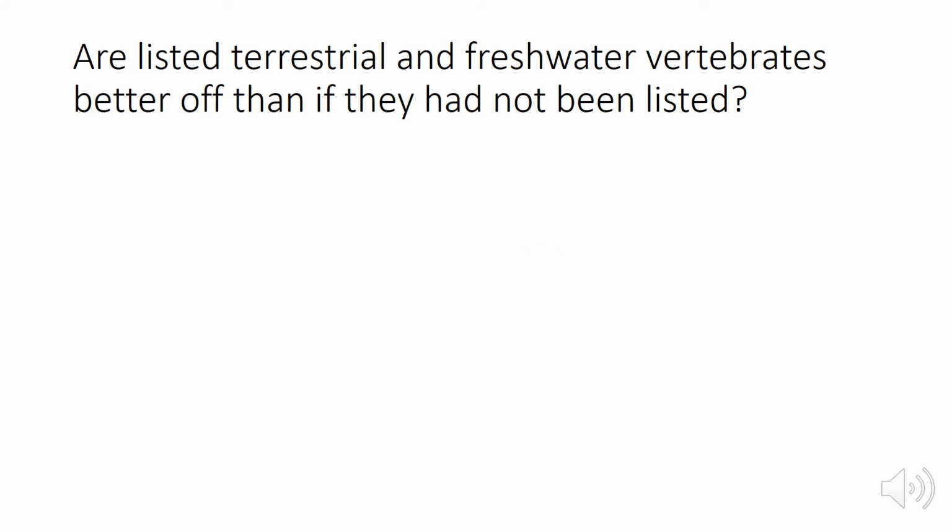To your point more generally, we want to know, does being listed on the endangered species list improve outcomes for these endangered species? Are terrestrial and freshwater vertebrates better off than if they had not been listed? How do we go about answering this question? So just like on Monday, the answer was do a regression discontinuity. And just like last week, the answer was find an instrumental variable. The answer today is use a matching estimator.